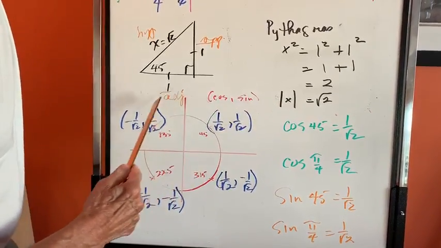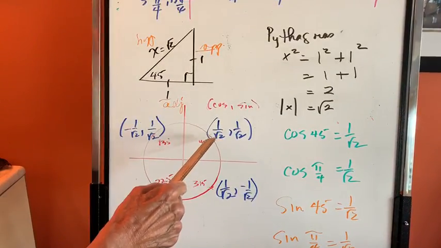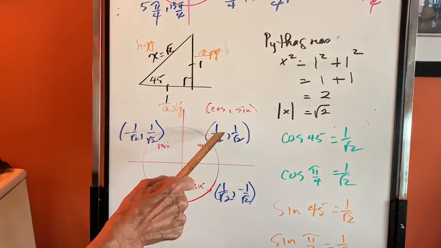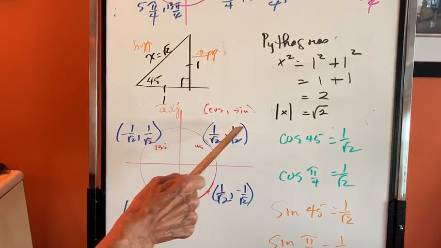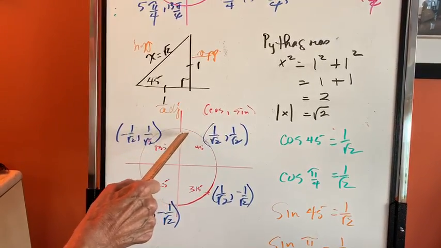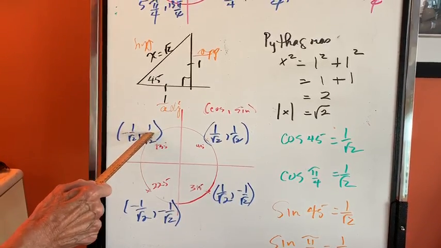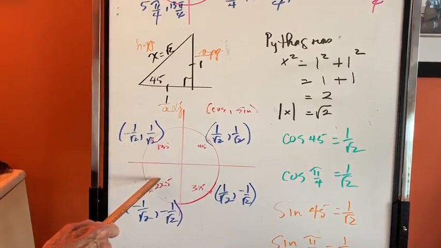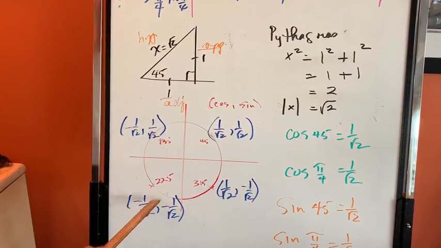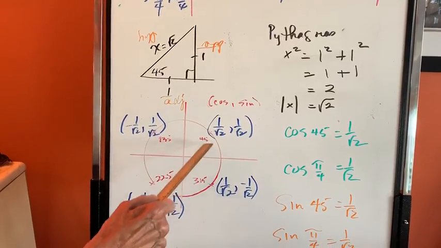Now let's go to the circle. If I look at the circle, every ordered pair is called cosine and sine. So the cosines are first, the sines are second. When I reflect it in the y-axis, this becomes negative and this stays positive. We come down here, negative, negative. They're both negative. Over here, positive, negative. Okay, so here we go.